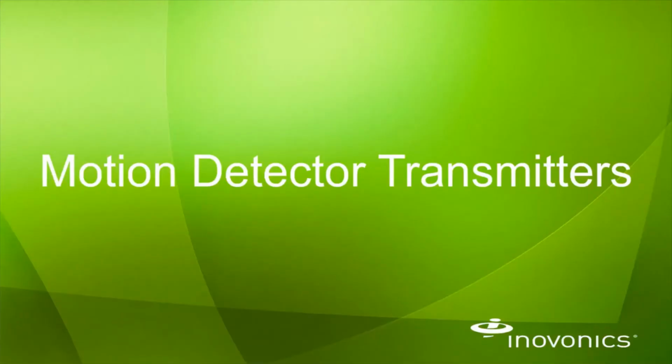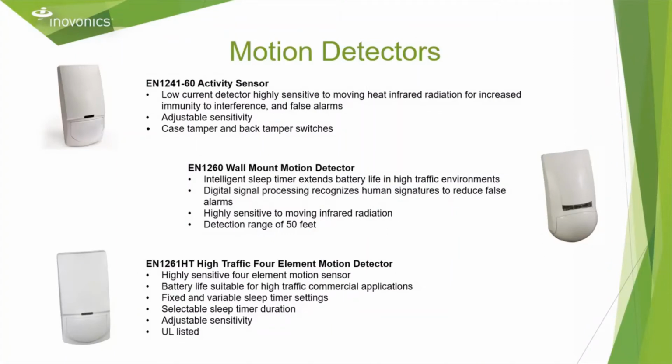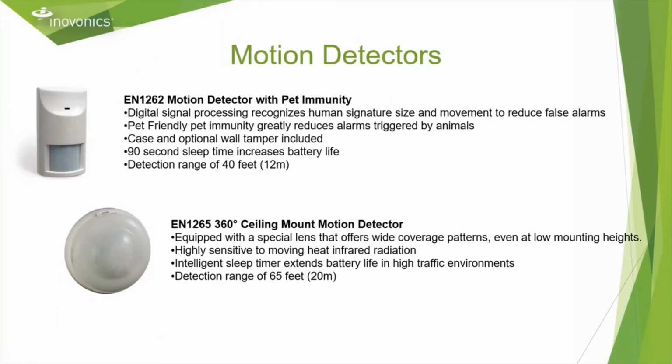When it comes to motion detection, we offer a few different types of passive infrared motion detectors. All Inovonics motion detectors use passive infrared technology to detect motion. We offer an activity sensor for our senior living customers, standard wall mount with a large detection range, 4-element detector for high traffic environments, detectors with pet immunity, and 360 ceiling mount motion detectors.